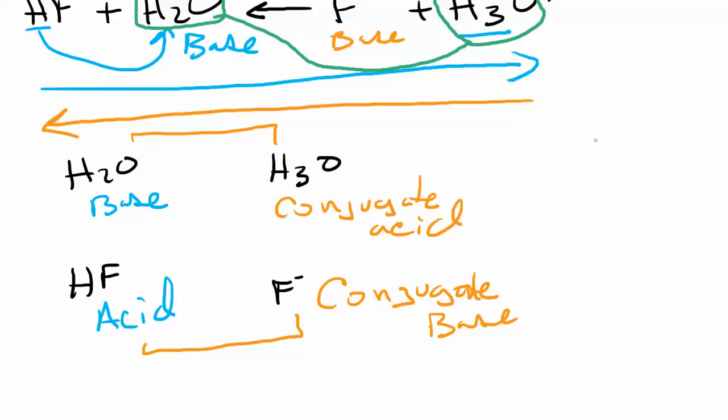And for your quiz, you need to be able to look at a reaction and identify the acid and the base, and then each one of their conjugates. So if you can identify the base, you should be able to identify the conjugate acid that it turns into. And if you can identify the acid, you should be able to identify the conjugate base that it turns into.